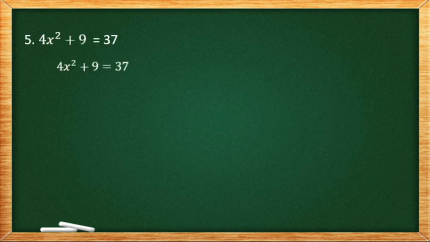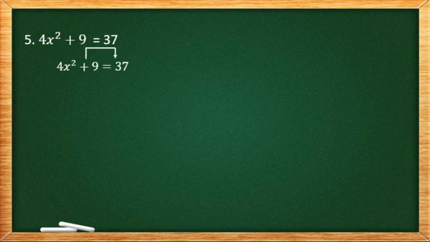Okay, example number 5. Yan. 4x squared plus 9 is equal to 37. Kanina sinabi ko yung rules, di ba? Ax squared minus c is equal to 0. Dapat minus c. Pero may equal to 0. Ibig sabihin, tignan natin kung pwede rin ba to. Since hindi 0 yan, 37, dapat yung sum or difference nila hindi maging negative. Para pwede nating i-apply yung extracting square root.